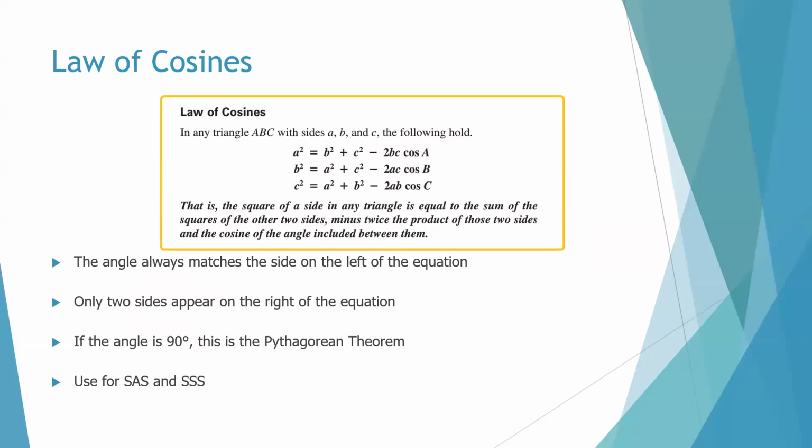The law of cosines: in any triangle ABC with sides little a, little b, little c, the following holds. a squared equals b squared plus c squared minus 2 times b times c times cosine of angle A, and so on. It can be written whichever way is convenient for you, depending upon what you're looking for. Just understand that whatever side is on the left side, that's the side you're focused on, and its angle is the one you'll use on the other part. That's how I think of it.